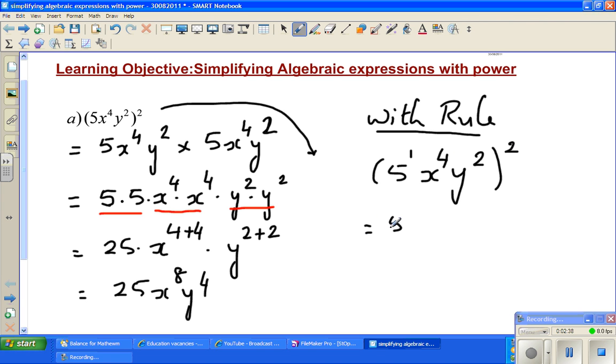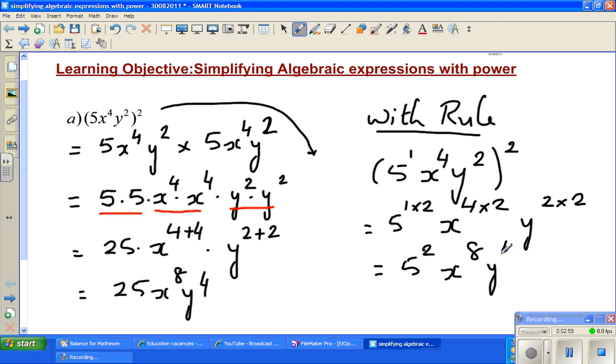So this is 5 to the power 1 times 2, x to the power 4 times 2, y to the power 2 times 2. So you're distributing this power to each of the powers inside the bracket. So this is 5 squared times x to the power 8, y to the power 4. And 5 squared, you should know, is 25. 5 squared means 5 times 5, 25, x to the power 8, y to the power 4.